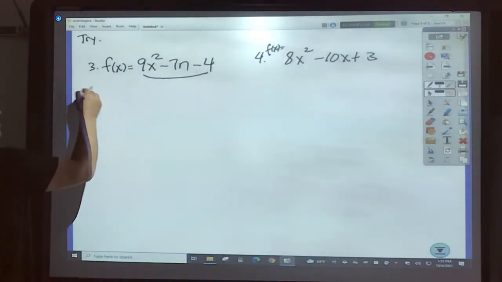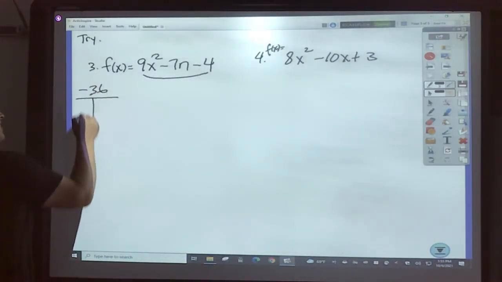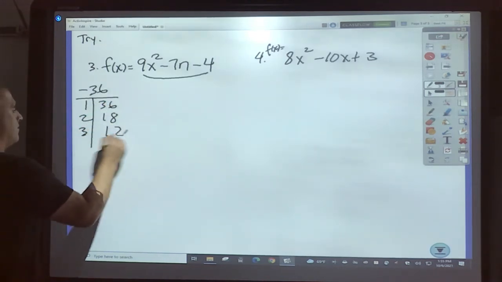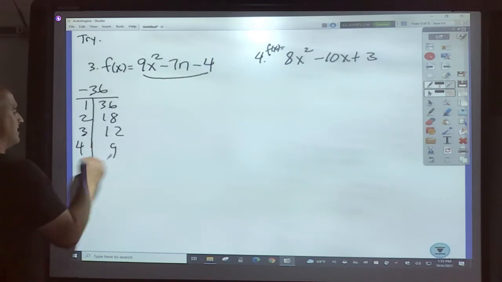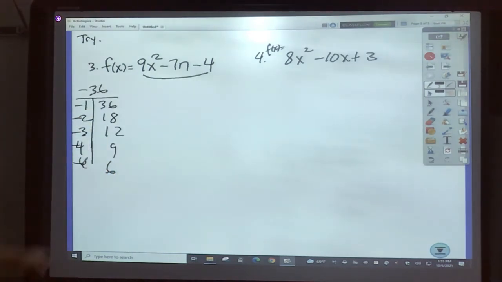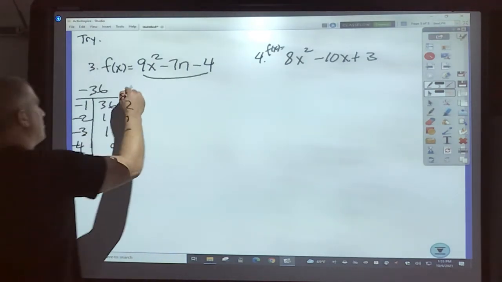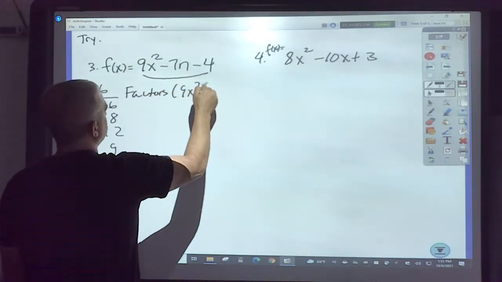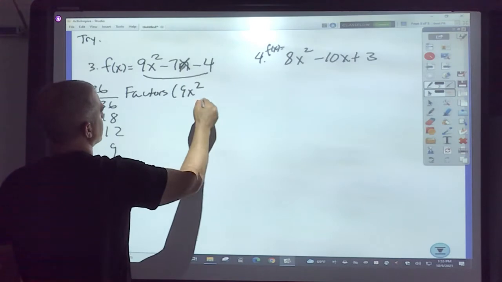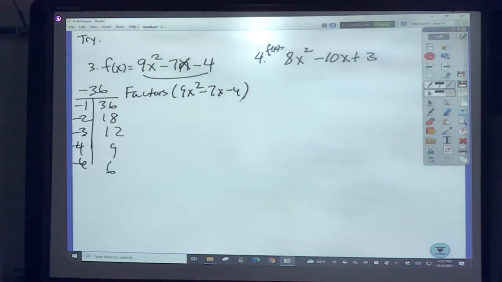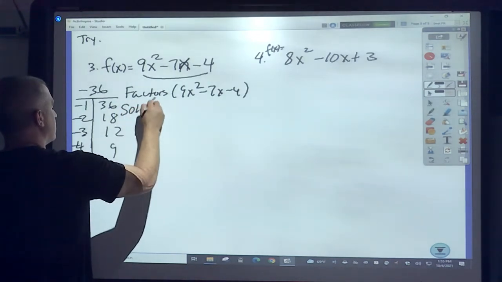9 times negative 4 is negative 36. Factors of 36 are 1 and 36, 2 and 18, 3 and 12, 4 and 9, 6 and 6. Since I have this, only one side will be negative. All right, that's a 9, that's 5. Yep, this is unfactorable. So the factors there are just the polynomial itself. That should have been an x, okay? Okay, so I'm going to do the quadratic formula for the solutions.